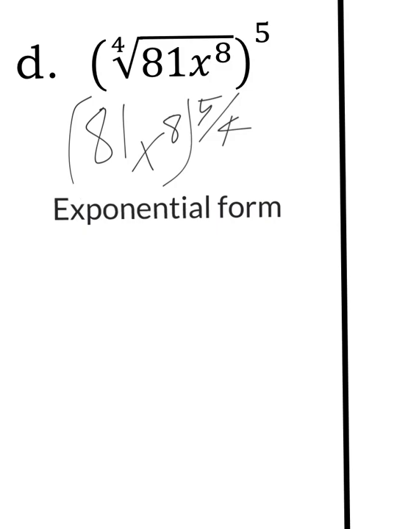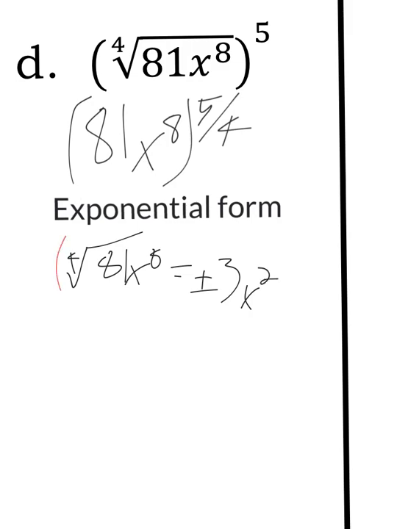But let's talk about what the fourth root of 81 x to the 8th is. Well, the fourth root of 81 is 3. Don't forget a plus or minus since it was a fourth root. And then the fourth root of x to the 8th, 8 divided by 4 is 2. So the fourth root of that is plus or minus 3x squared.